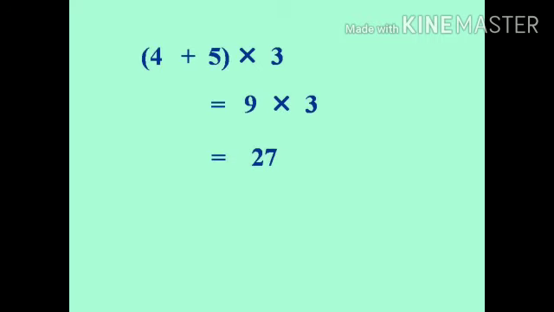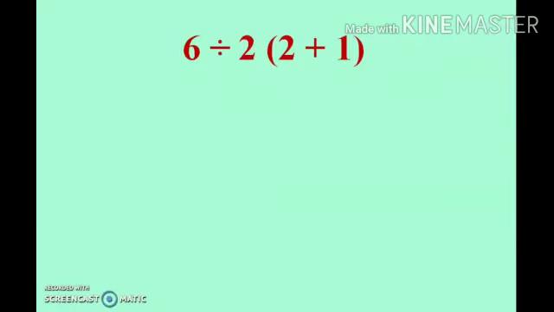Now it's time to check the answer for the question I asked first. The question is 6 divided by 2 into the bracket 2 plus 1. So first we will solve the expression inside the bracket. If we solve the expression inside the bracket, we get 2 plus 1 is equal to 3. So as the first step we will write 6 divided by 2 into the bracket 3.